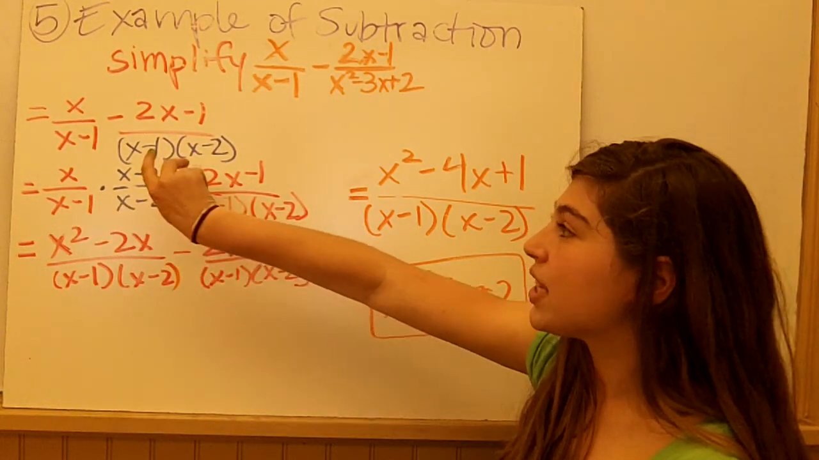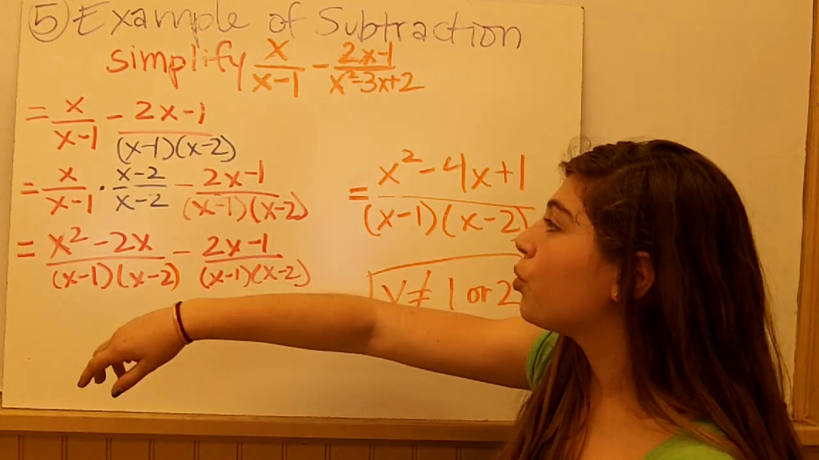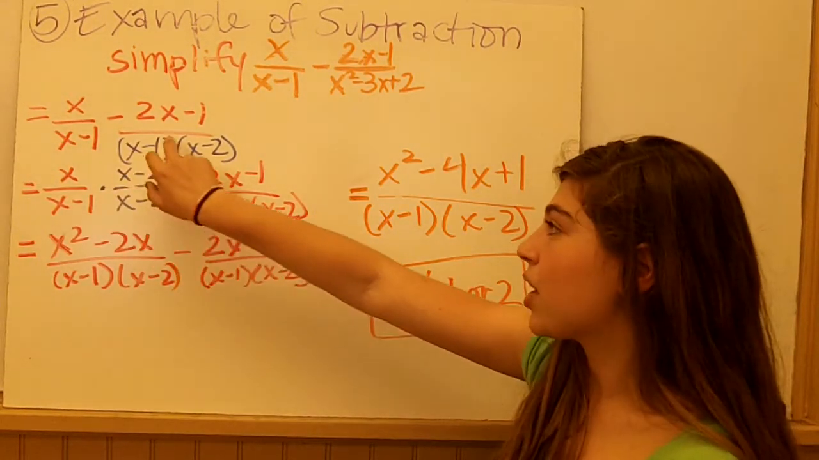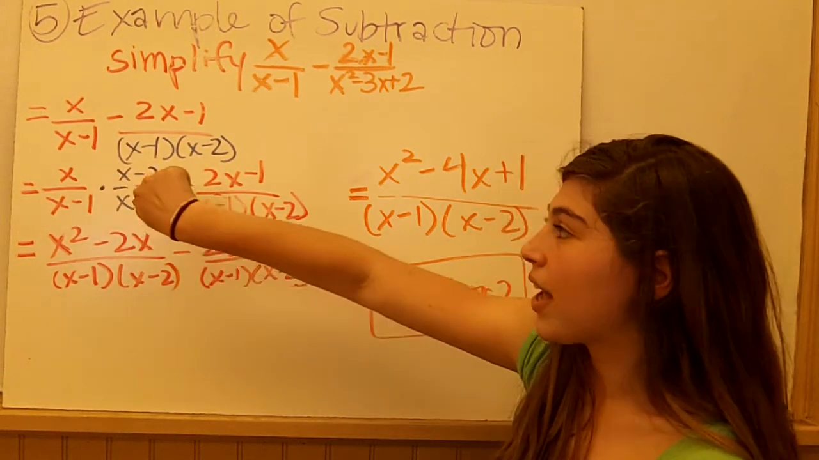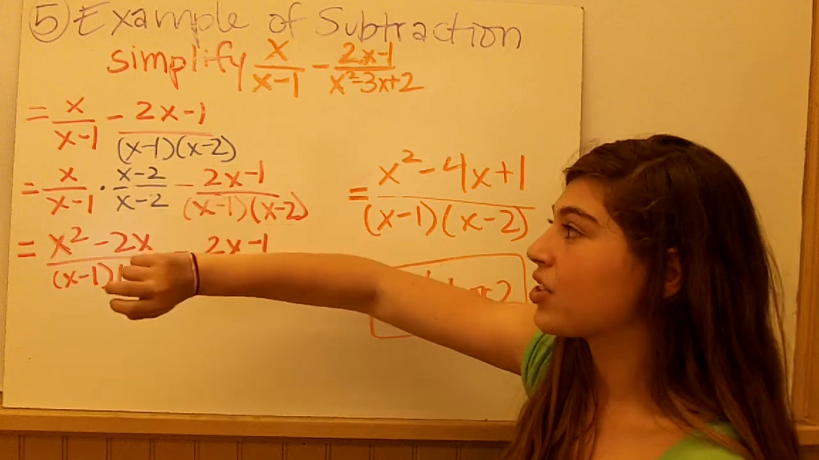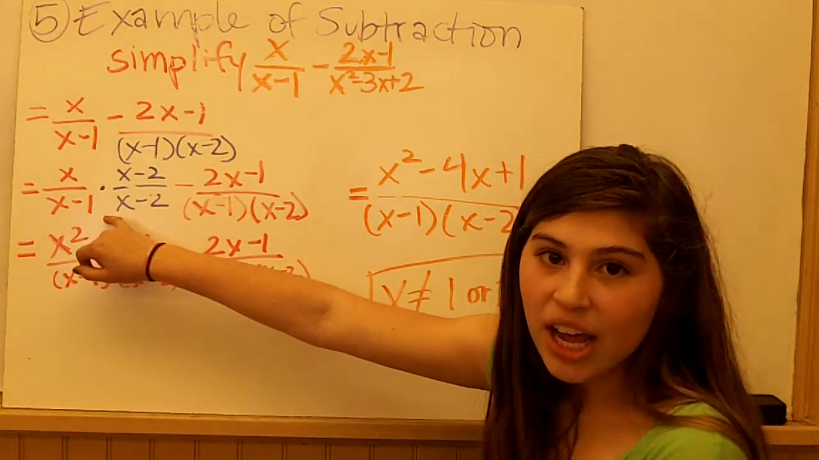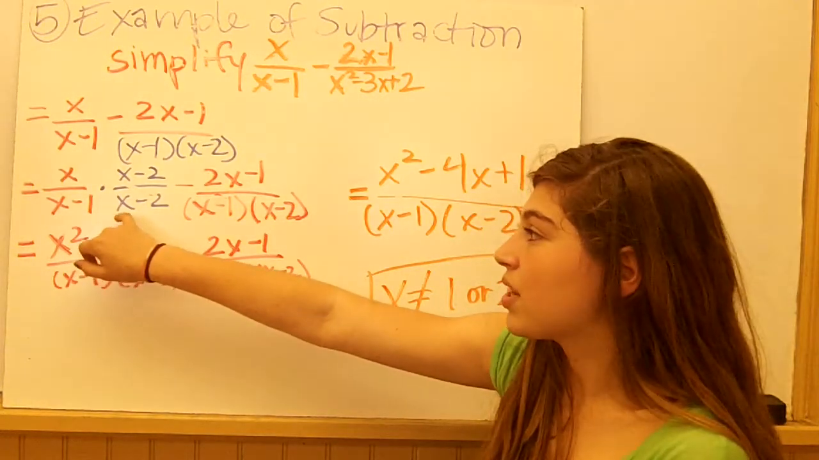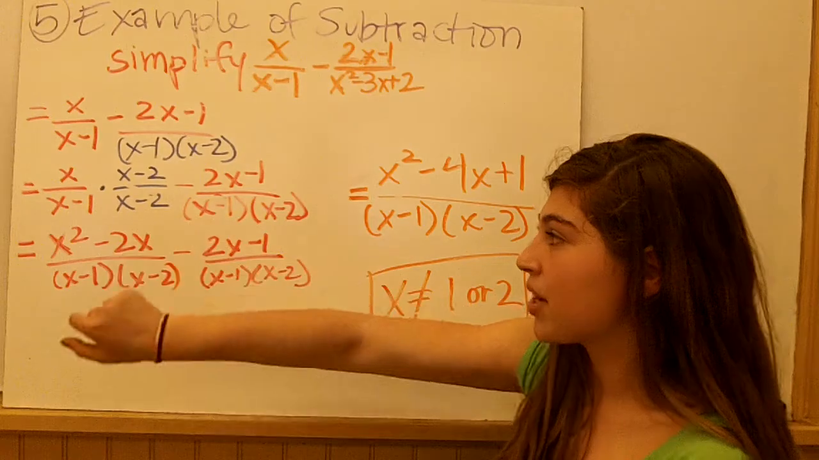And we see that that is our LCM because, like I said before, you don't repeat, and x minus 1 is just raised to the first power. So this isn't repeated, and the LCM is x minus 1 times x minus 2. So to get x over x minus 1, to get the denominator equal to x minus 1 times x minus 2, we multiply it by x minus 2 over x minus 2.